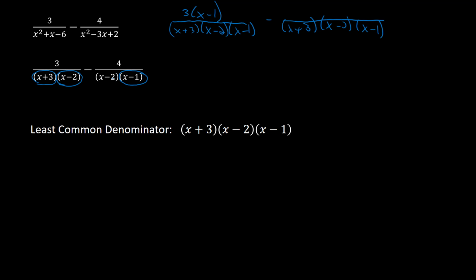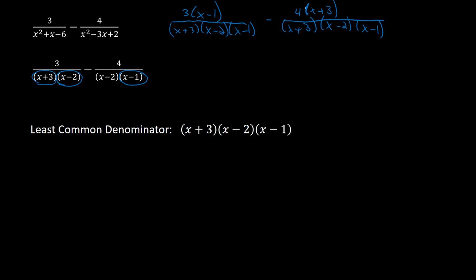And the same thing for the other fraction. What's different between the original fraction and the new fraction? Well, what's different is we now have an x plus 3. So because there's an x plus 3 now, we need to multiply the numerator as well by an x plus 3.